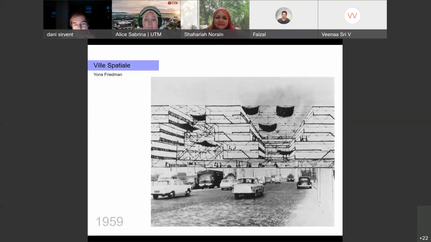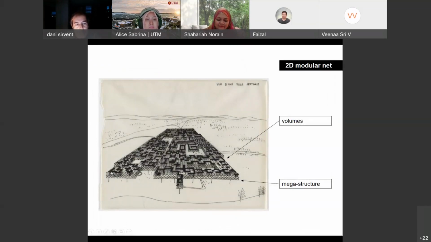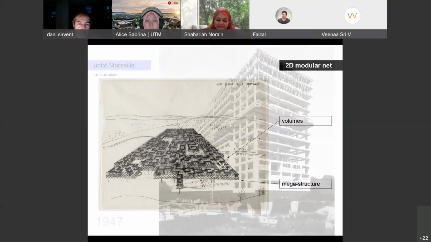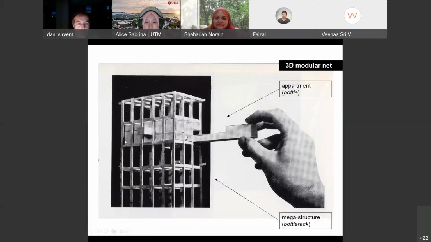Another architect, Yona Friedman, used the same concept in his Ville Spatiale. It's the same grid, but upon cities. Here you can see the same grid upon the cities, where you can find the same volumes of the buildings and the structure that holds these volumes. This concept is more famous in the Nakagin Tower, where you can find the same concept of a structure, what he called a bottle rack, and the apartments that they called the bottles.